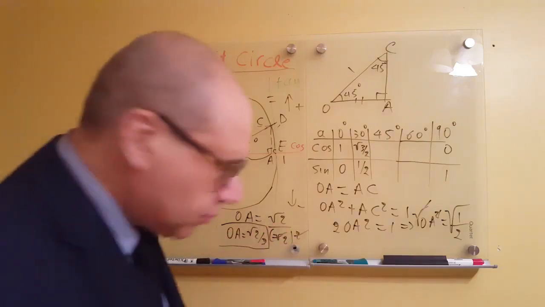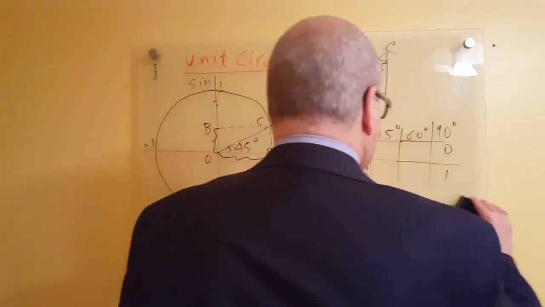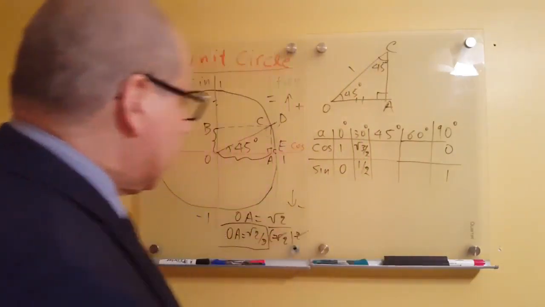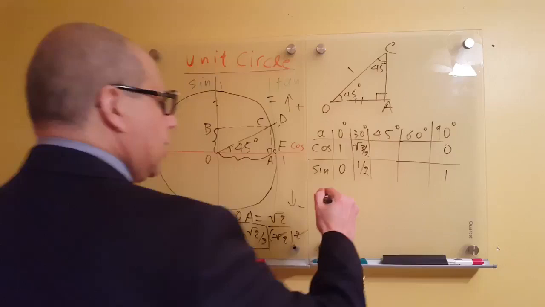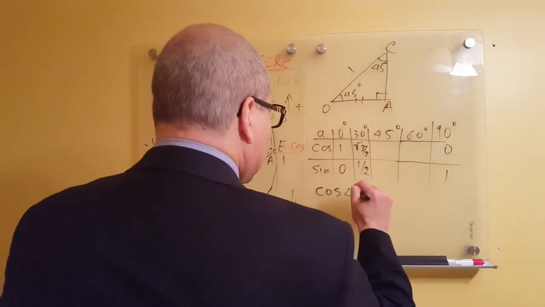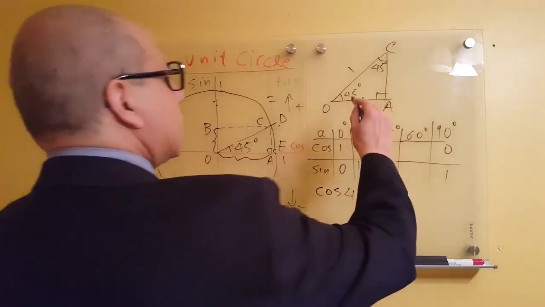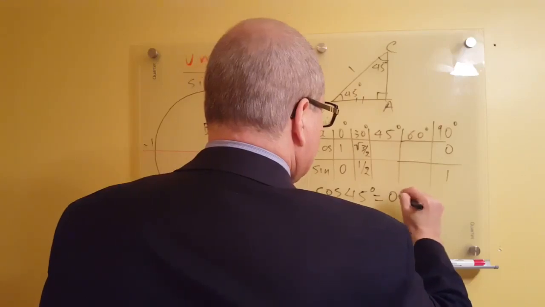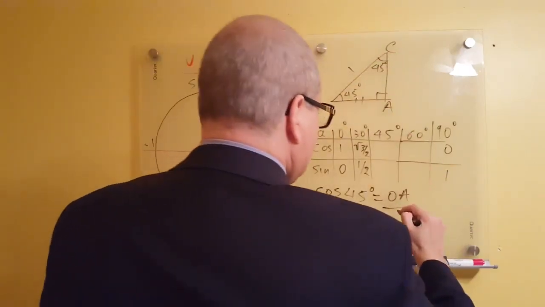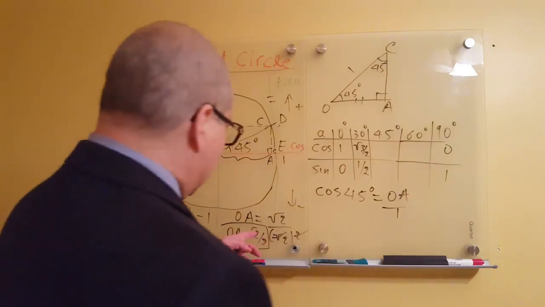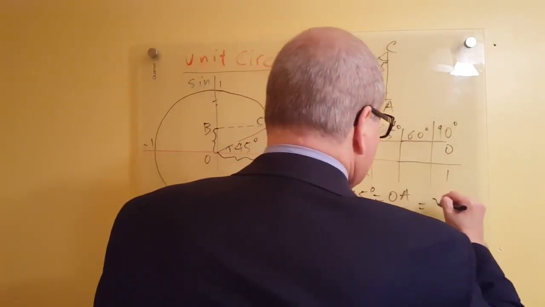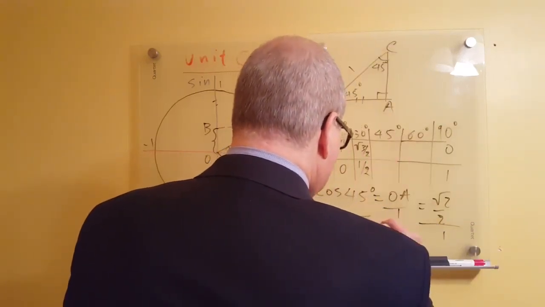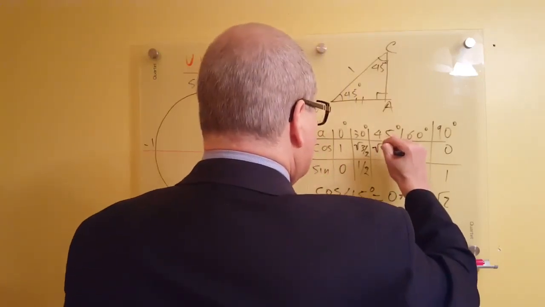Okay, so now that I have this, I can continue and find the cosine and sine of 45. Now the cos of 45, as we said again, is the adjacent, so it's OA over the hypotenuse, which is 1. So I have that OA is equal to square root of 2 over 2. So that means it's square root of 2 over 2 over 1. So that's equal to square root of 2 over 2. So that goes here.